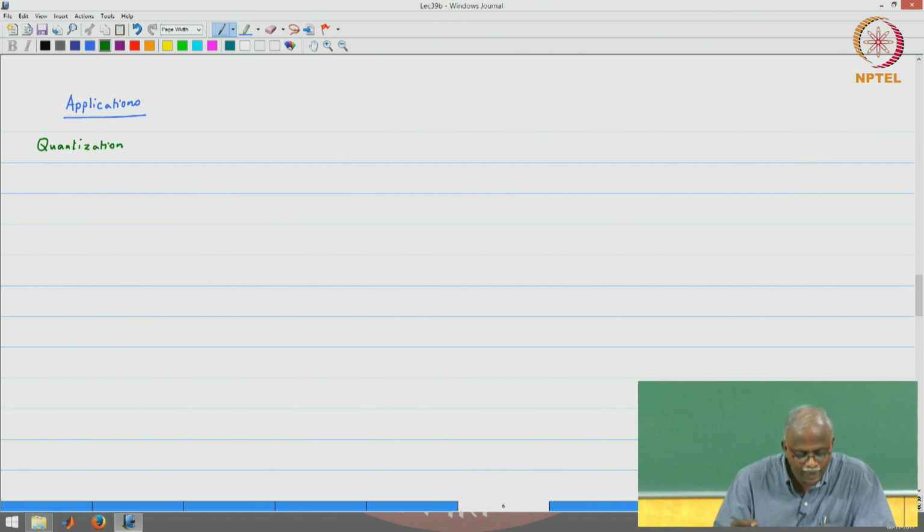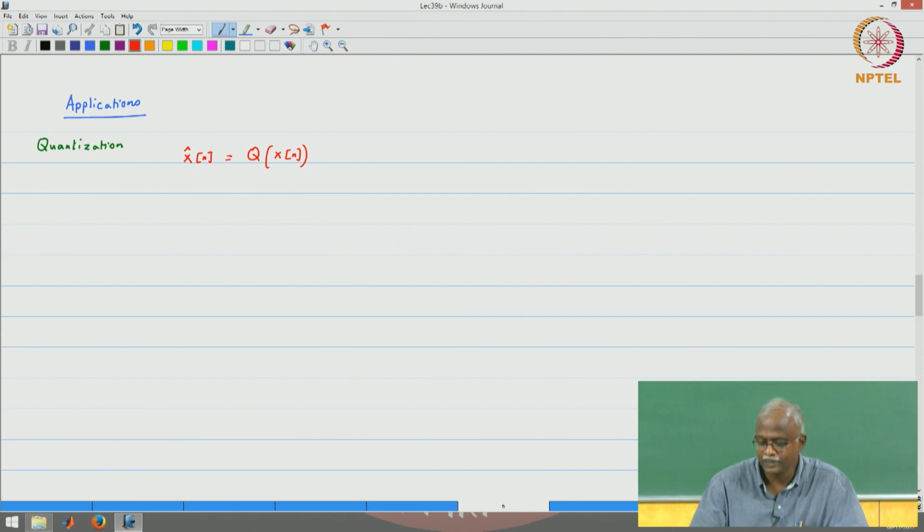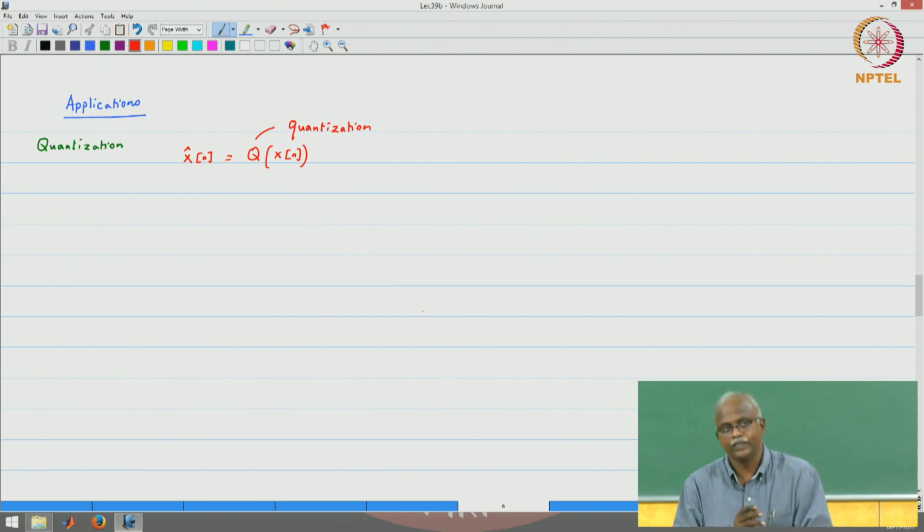So anytime we have such a situation where we have a finite number of bits for representation, we have the quantization of a signal. So x hat of n is the quantized signal, to which you pass an unquantized signal x of n. Q represents the quantization operation. Okay, and the number of bits of operation, the scaling of the signals, all of these are incorporated into the quantization process.